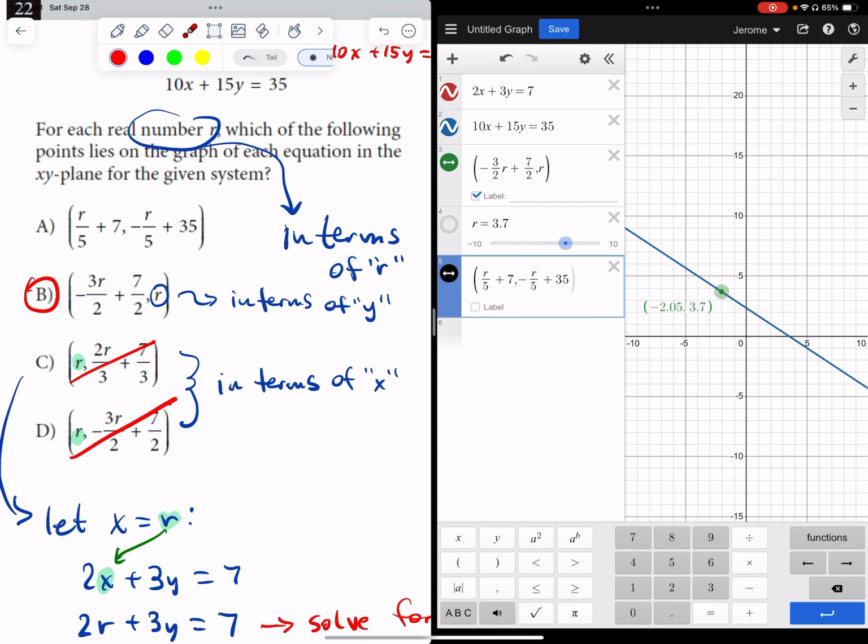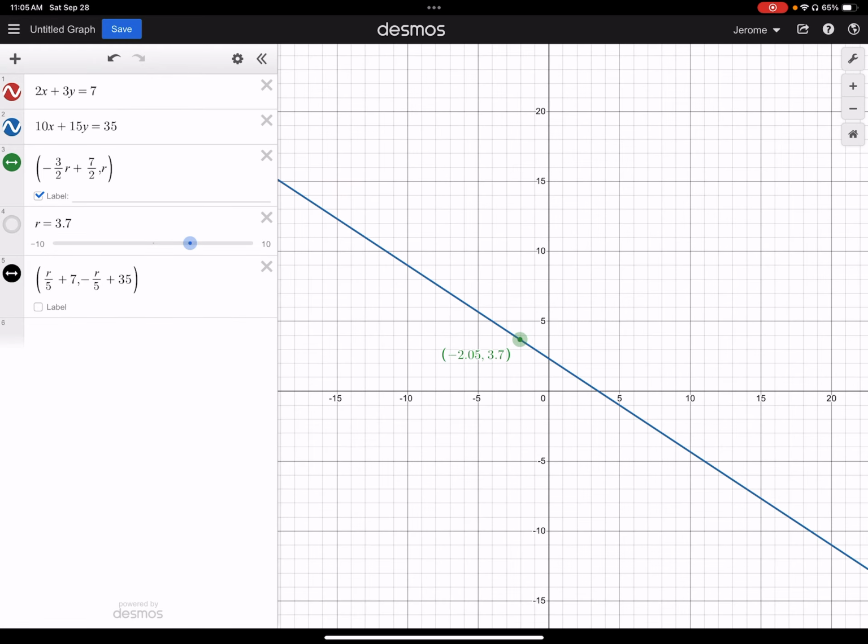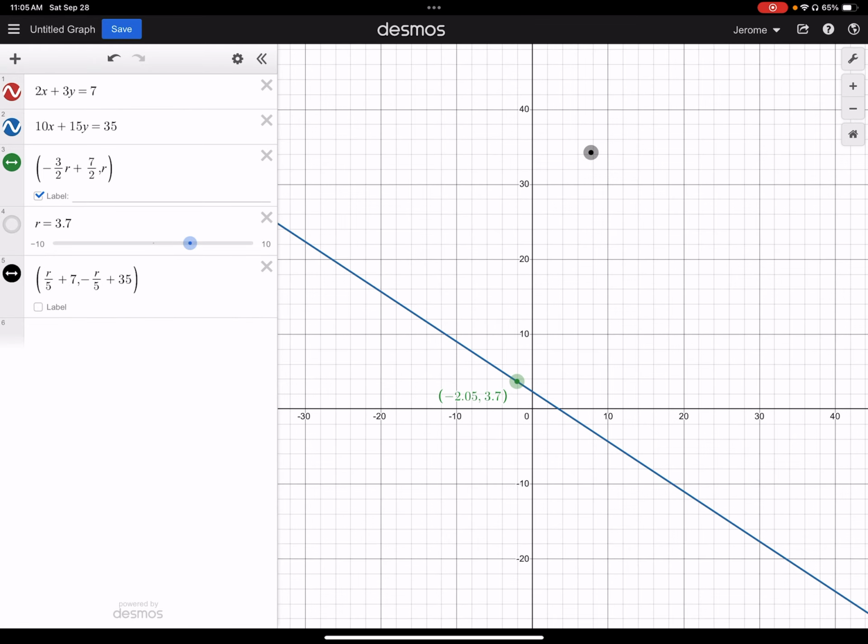Okay, let's full screen this again, and I don't see it. Here, let's zoom out. Oh, there it is. And maybe I even label this one too. It's controlled by the same r value here, so I can move this and I can see it's definitely not on the line. So maybe you're curious as to what line that actually is on.